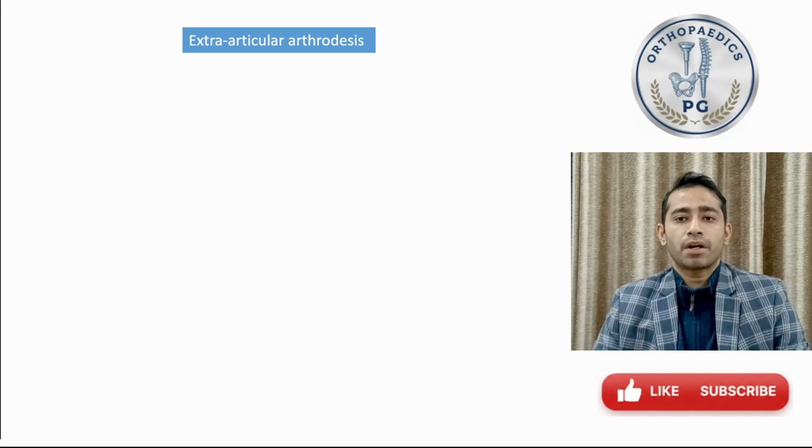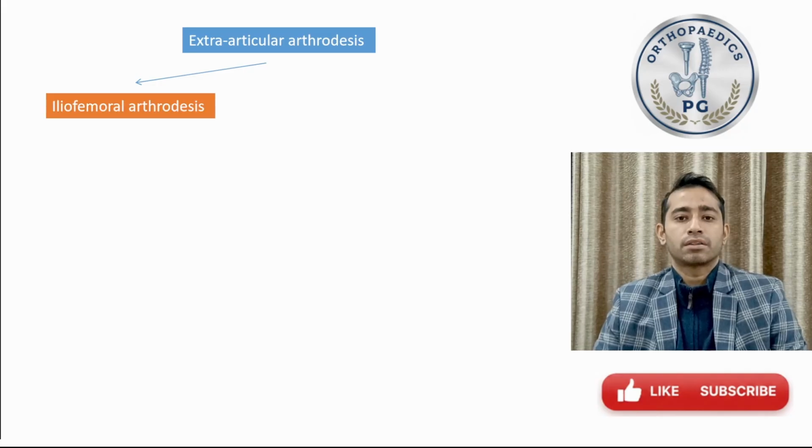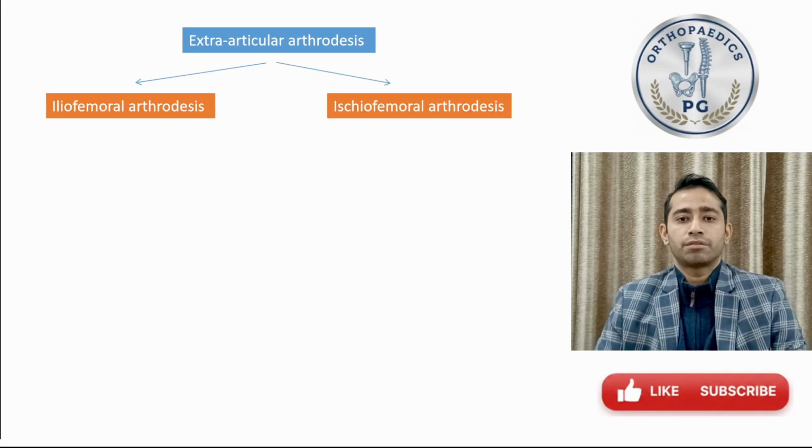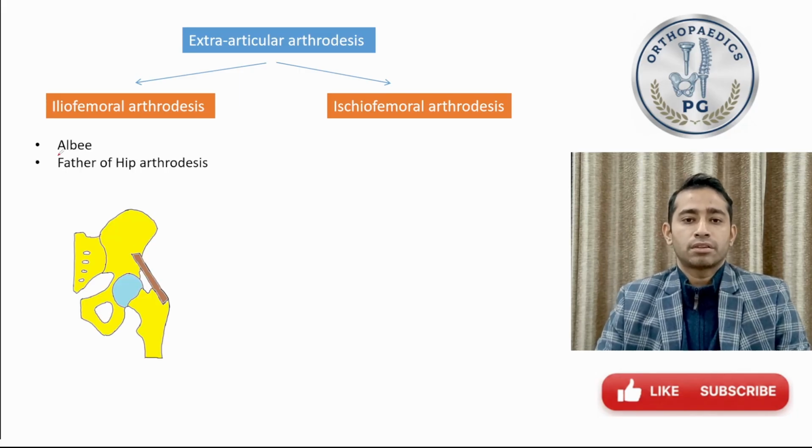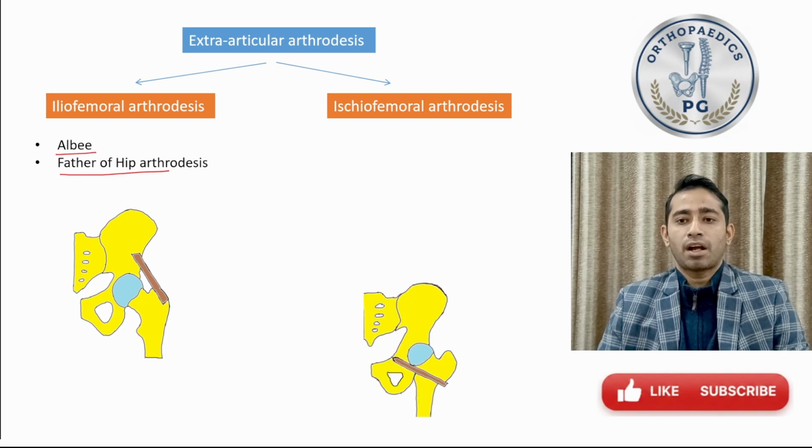Coming to extraarticular arthrodesis. Now we have already discussed it is mostly of historical importance. However, two procedures which have been very popular are iliofemoral arthrodesis and ischiofemoral arthrodesis. The iliofemoral arthrodesis was designed by Albee, who is known as the father of hip arthrodesis. The ischiofemoral arthrodesis is also known as the Brittain's procedure.